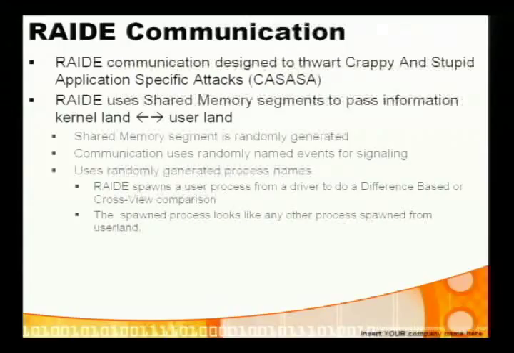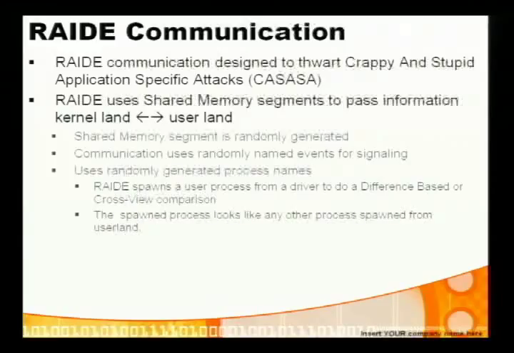What we do is we use a shared memory segment that's shared between user land and kernel. The shared memory segment has a random name, so it changes every time RAID is run, so they can't predict the name. And we use it to pass information back and forth, just like an IOCTL. I can send a command, I can receive a request back, and I have my buffer filled out, just like IOCTLs, but without the potential vulnerabilities of IOCTLs. We also use randomly named events to signal back and forth between user and kernel.